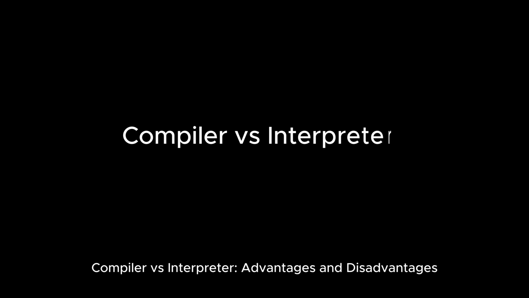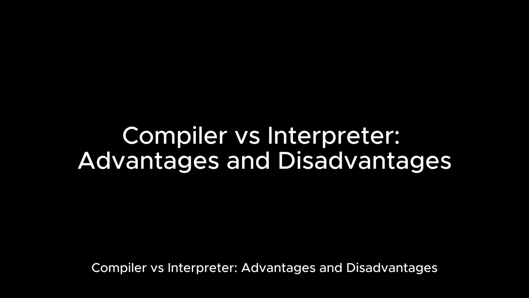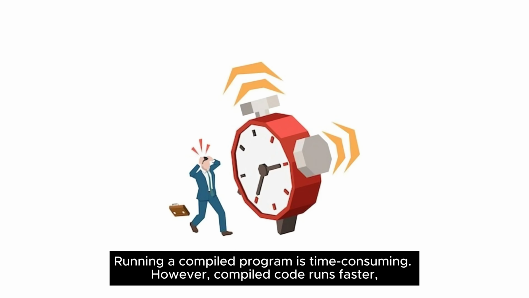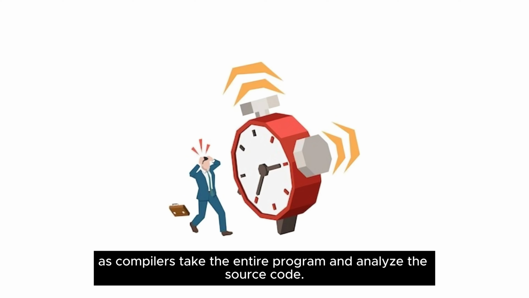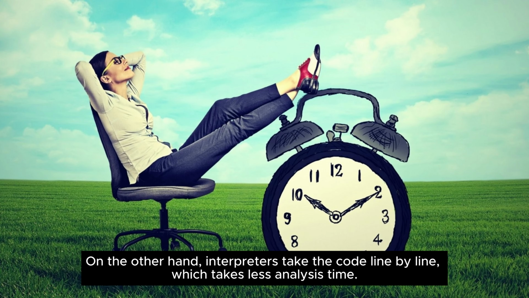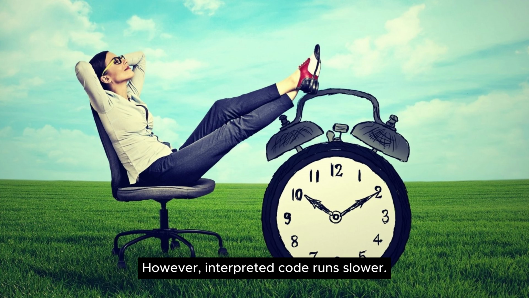Compiler versus interpreter, advantages and disadvantages. Performance. Running a compiled program is time-consuming. However, compiled code runs faster, as compilers take the entire program and analyze the source code. On the other hand, interpreters take the code line by line, which takes less analysis time. However, interpreted code runs slower.